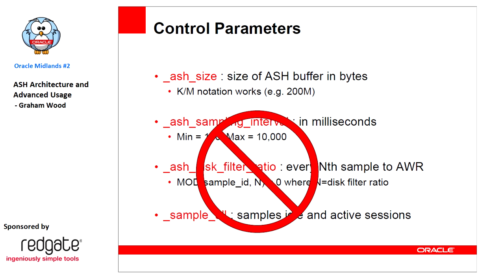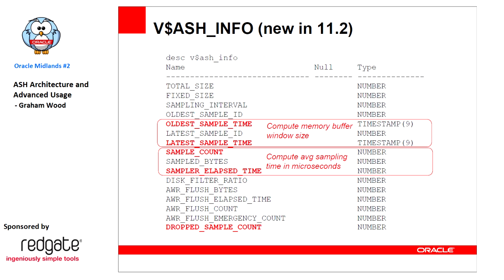But we only did that in one particular case in 10 years. So these things aren't stuff that you need to be playing with all the time. So what goes in? Oh, right, ASH info. It tells us a bit more about the operation of ASH. So it has things like the oldest sample time and the latest sample time there.